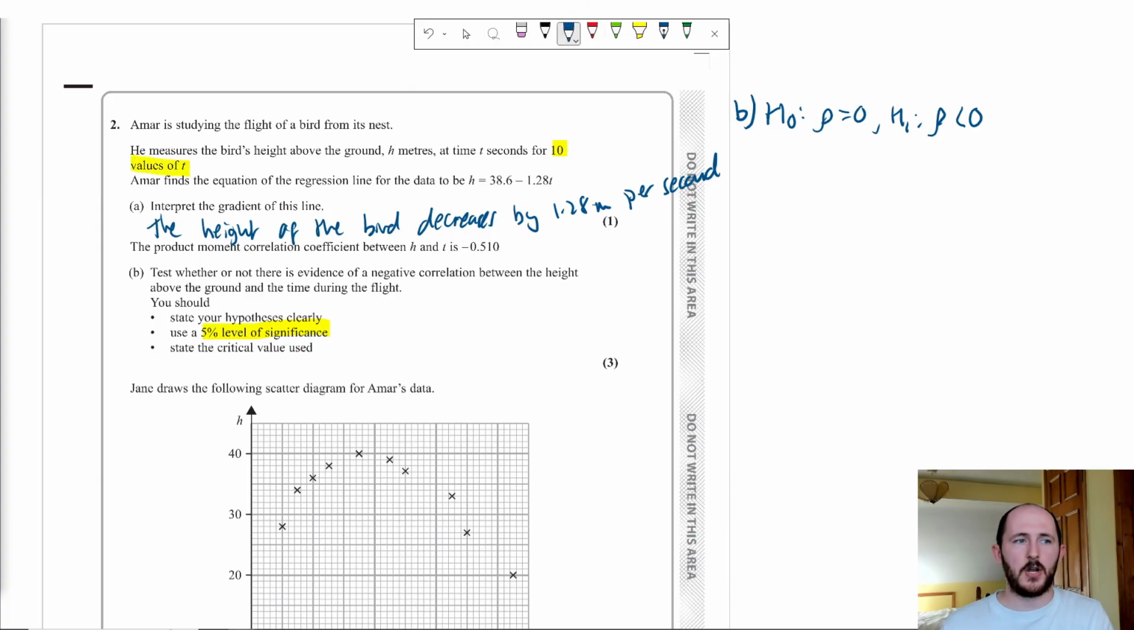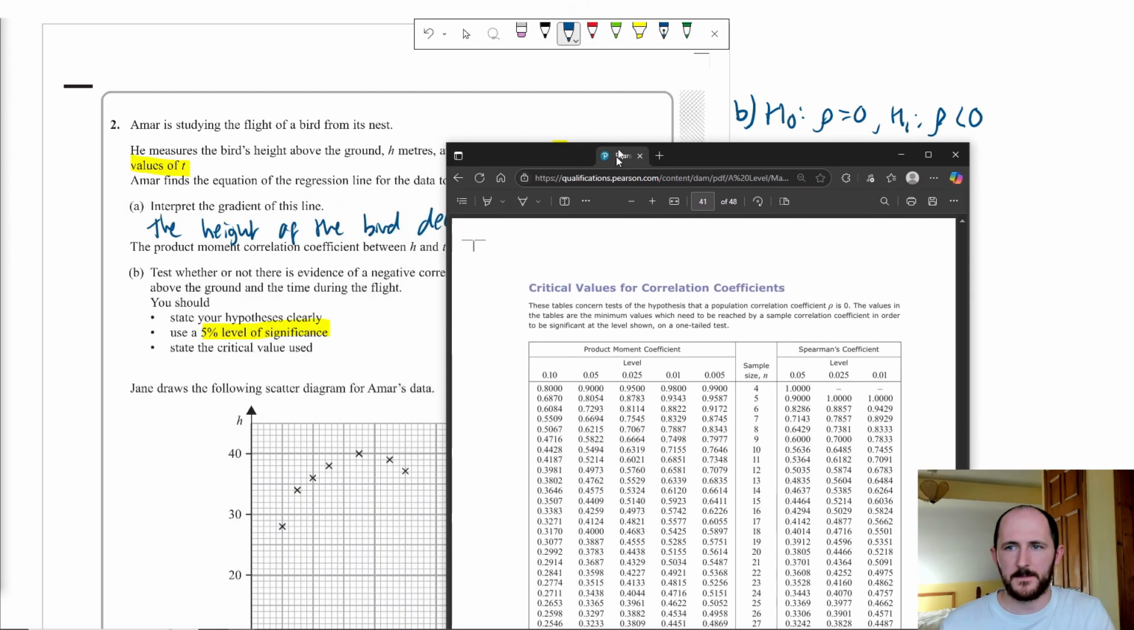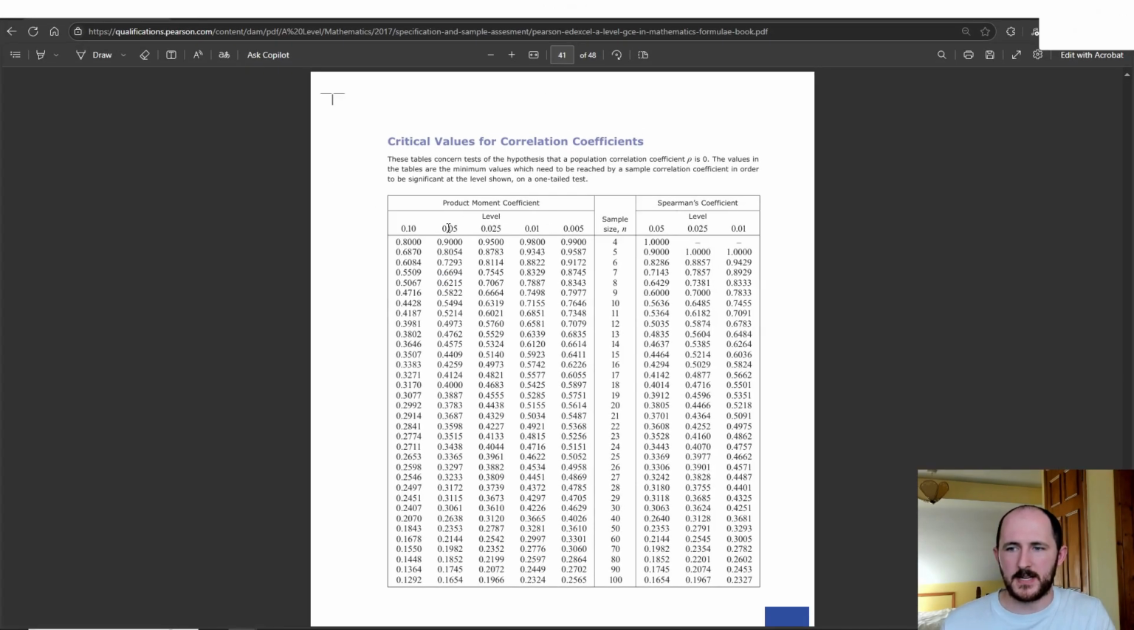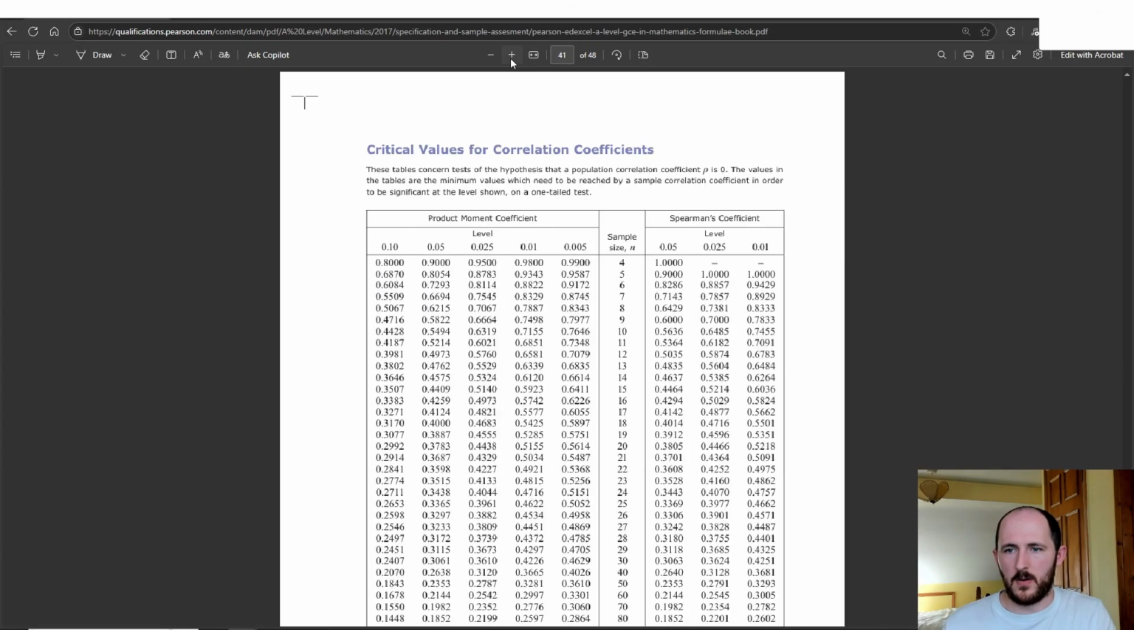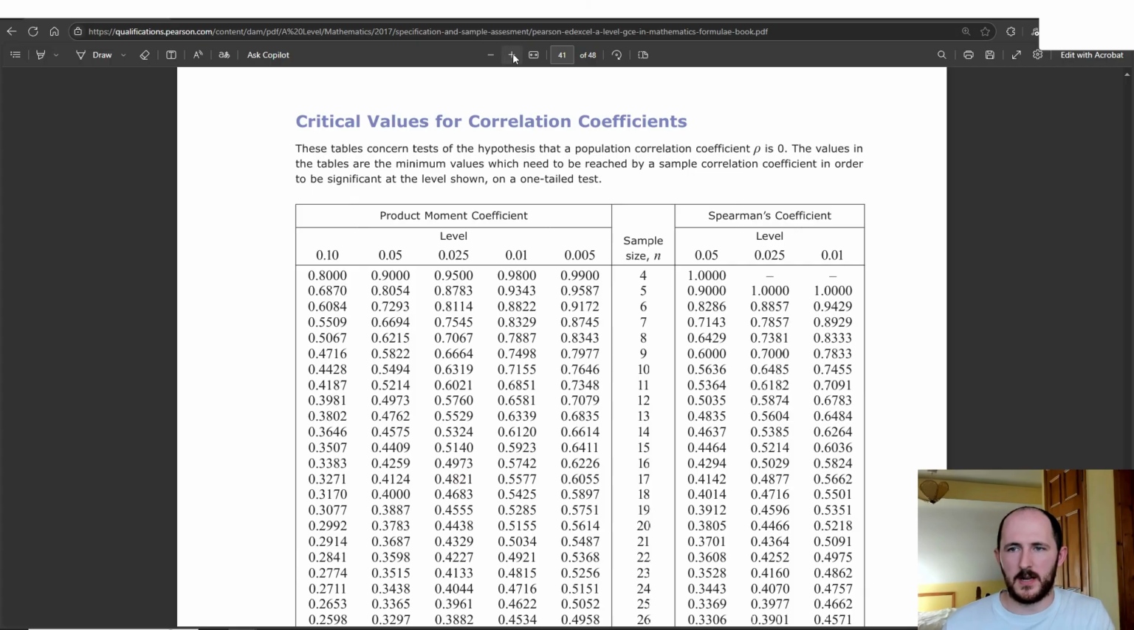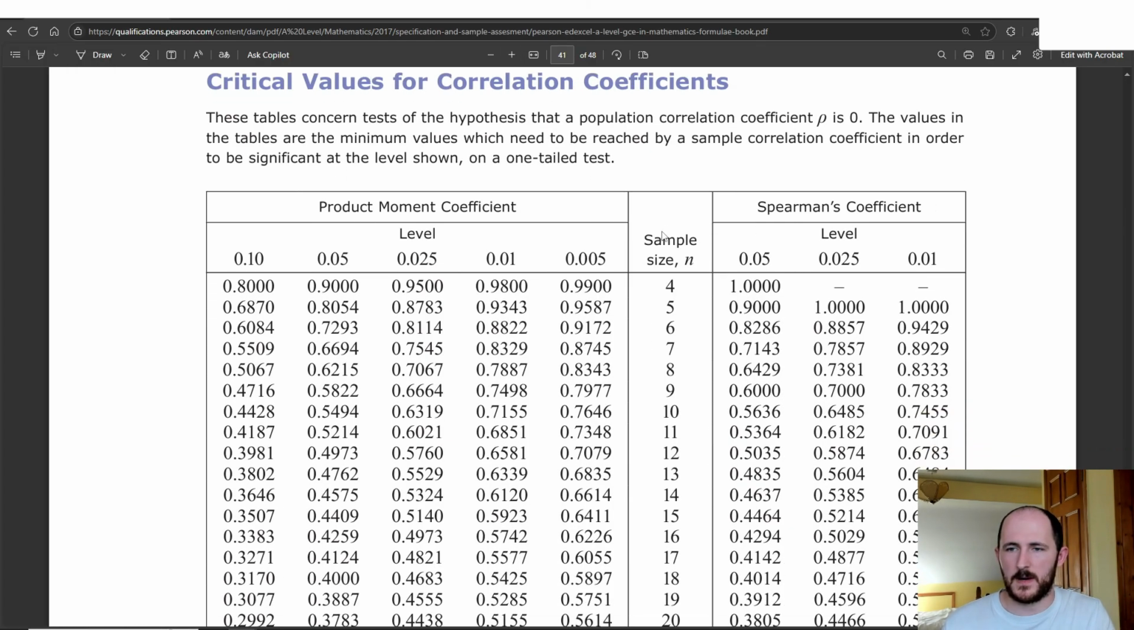Then what you need to do is go to your formula sheet. It's also in the back of the textbook if you haven't printed out your formula sheet yet. I would recommend printing out the formula booklet because it's 48 pages long, and you need to get used to finding different things. You should have a page that looks like this. Now, we don't care about the Spearman's coefficient. I'm assuming you're not doing A-level stats as well, as in the actual statistics A-level.